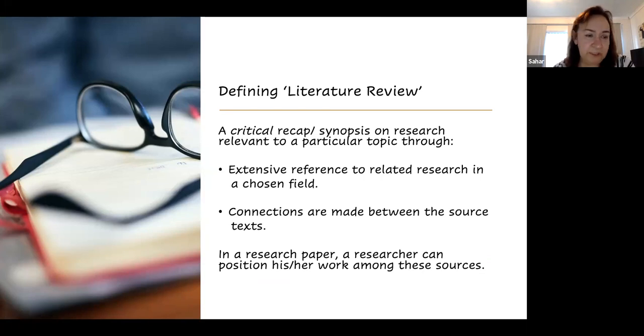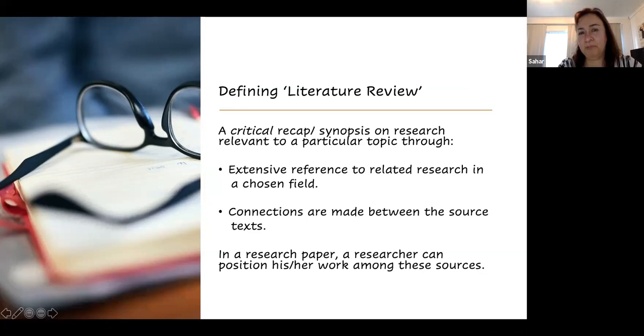So the literature review is a critical recap of the research that is done in the field. You are expected to analyze what's written, and you draw your own conclusion, and that's what gets written in your introduction. So the reader is not expecting you to reiterate or to repeat what the others have said or done.